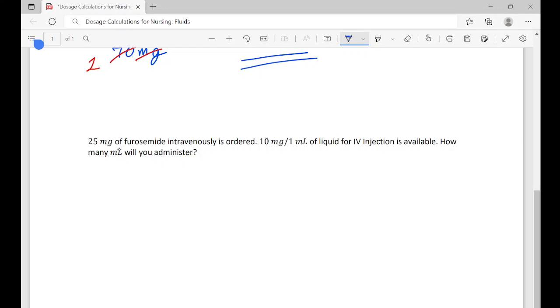Last, 25 milligrams of furosemide intravenously is ordered. 10 milligrams per 1 milliliter of liquid for IV injection is available. How many milliliters will you administer? So again, I see my 25 is what's ordered. So 25 milligrams. What's available is 10 milligrams per 1 milliliter. So times 1 milliliter.